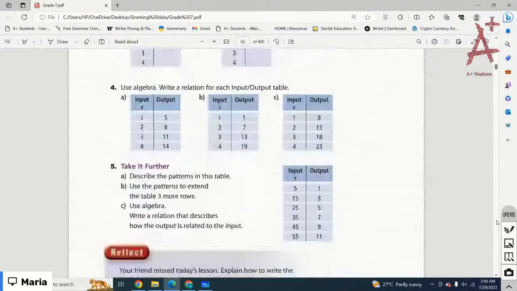Okay, describe the pattern in the table. Use the pattern to extend the table three more rows. Use algebra, write a relation that describes how output is related to input. Okay, you have to look at the table and you have to describe the pattern.